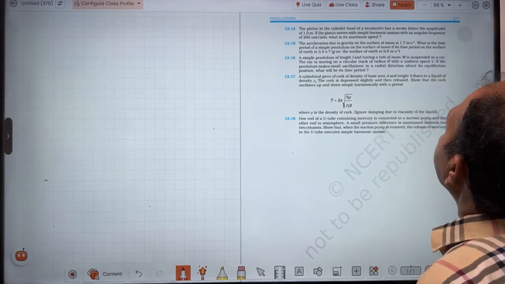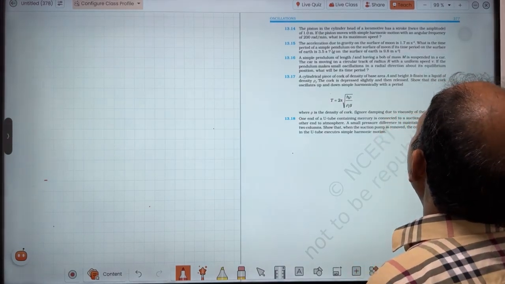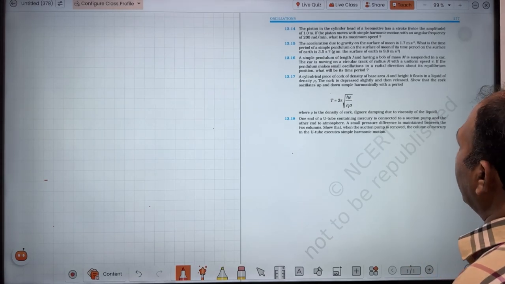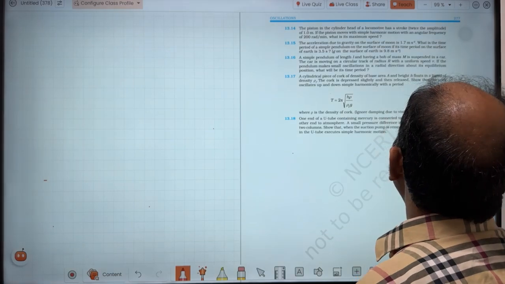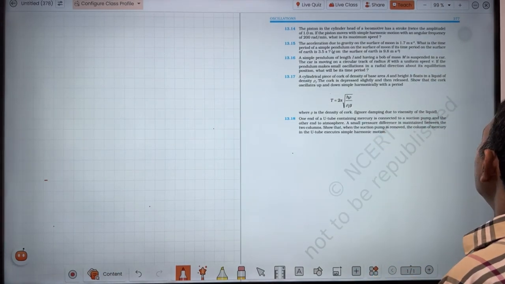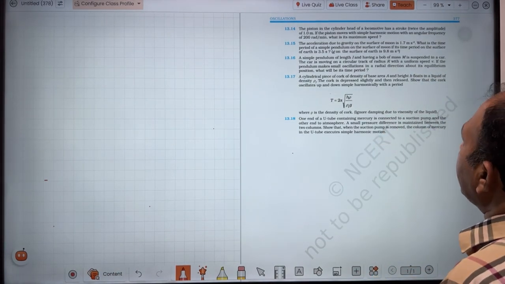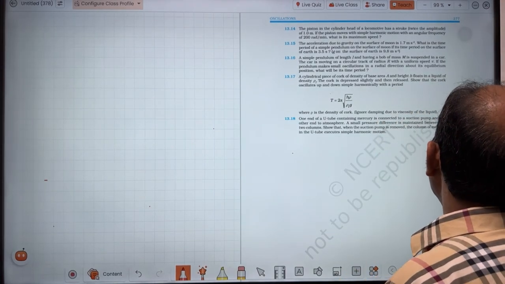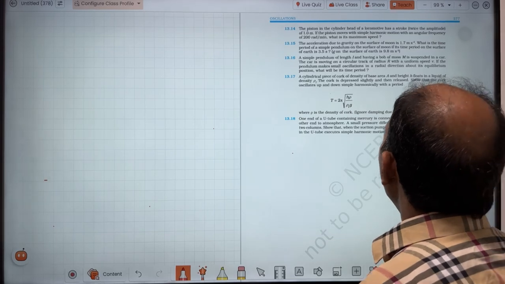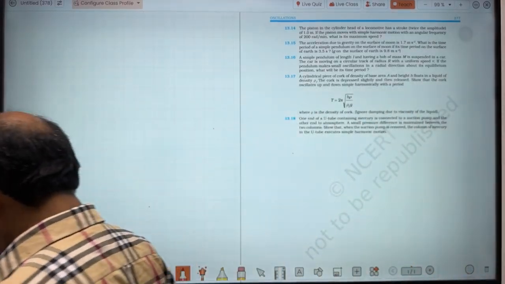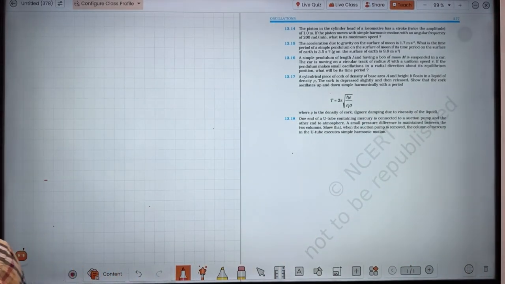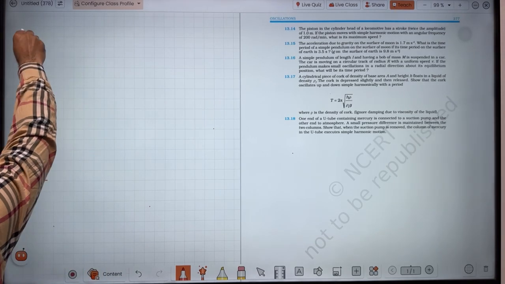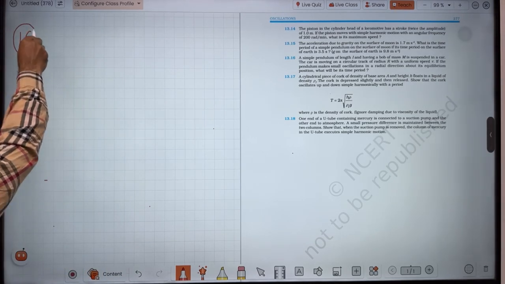So next question is, a simple pendulum of length L and having a bob of mass m is suspended in a car. The car is moving on a circular track of radius r with uniform speed v. If the pendulum makes small oscillations in a radial direction about its equilibrium position, what will be the time period? So here we have to consider two accelerations. As you know, this is question number 16.